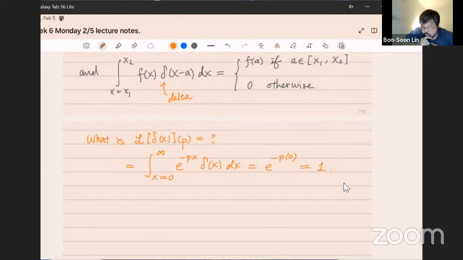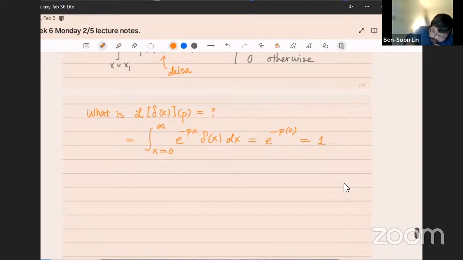Whoa. Earlier, we were wondering what kind of function has a Laplace transform of 1, a constant. It turns out it is this delta function. I had to create this gadget called the delta function. So here we have the Laplace transform of delta of x, as a function of p, is actually the constant function 1.